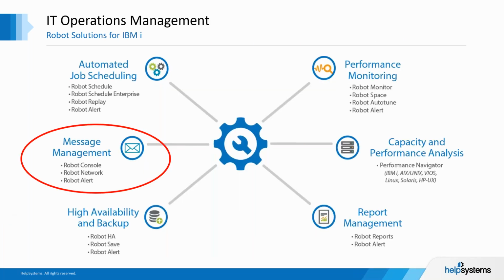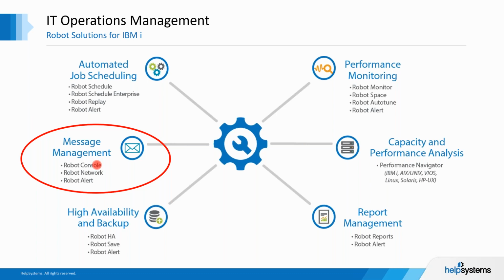All right. And it all started with the Robot product line, ultimately starting with automated scheduling. And of course, our scheduling product does Windows, Linux, and AIX as well, not just IBMI. And ultimately, the product line has expanded. So today we're going to focus on Robot Console, Network, and Alert, and spend most of our time with Robot Console and Alert, and we'll fully describe what those products are.